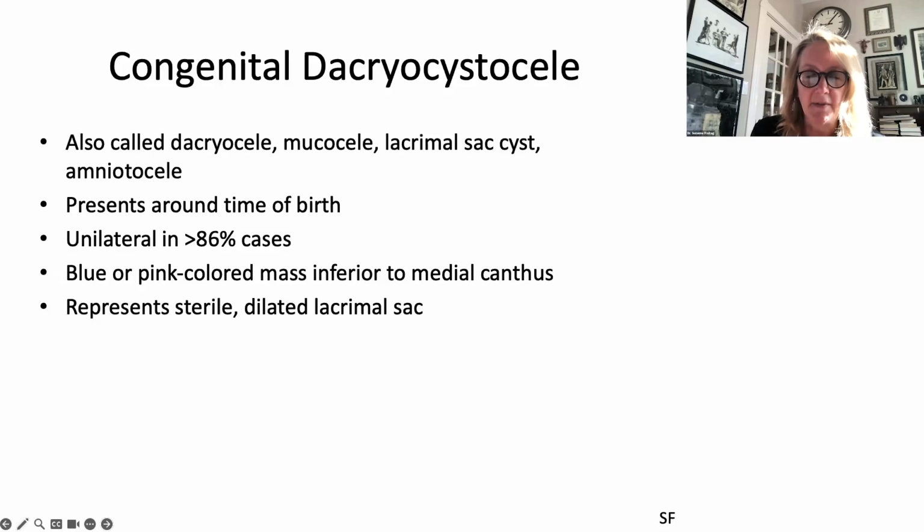These, as I mentioned, have different names: amniotocele, dacryocele, mucocele. They usually present around the time of birth. They're most often unilateral, and they can look pink or blue under the surface of the skin. And initially, they're usually sterile and have a dilated lacrimal sac from fluid.